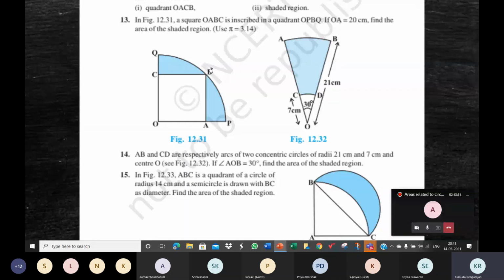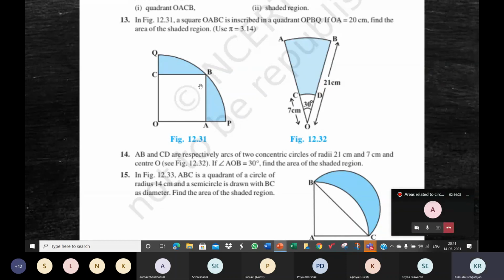But why are we finding that? Because that's also the radius of the quadrant. So we find the diagonal of the square, which is 20 root 2, which is the radius of the quadrant. So the radius of the quadrant is 20 root 2. So now we know the side of the square that's given to us. We know the radius of the quadrant. And the area of the quadrant, you know, is 90 by 360 into pi r square.